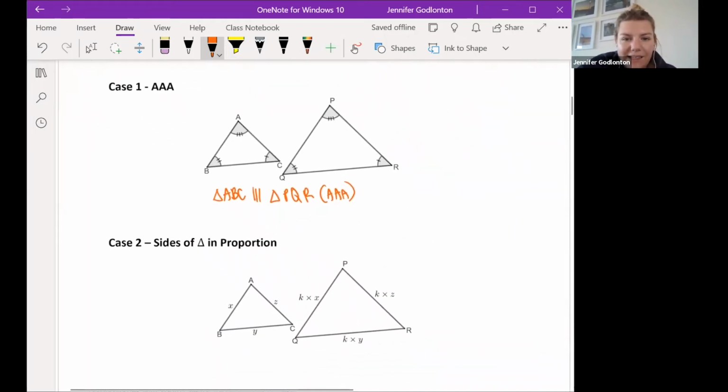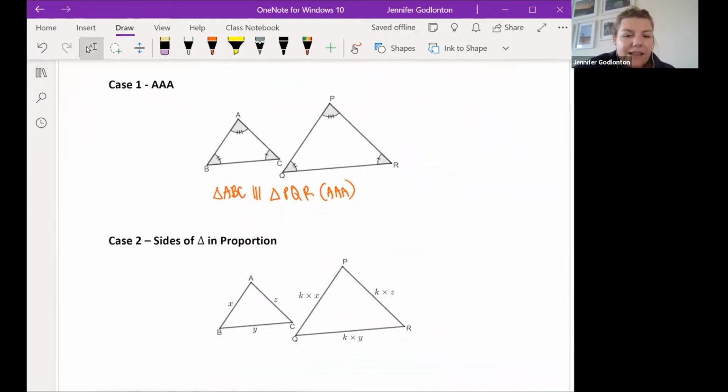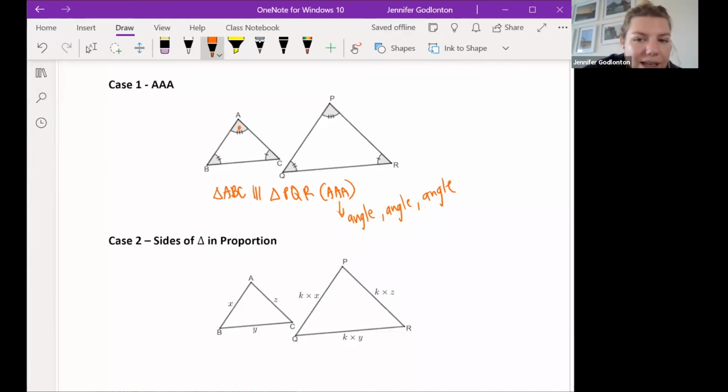Case of similarity number 2 is that the sides of the triangle are in proportion. Okay, so I know that this looks a little bit scary. What is AAA specifically? Those A's, each A stands for angle. So that's basically saying angle, angle, angle. They have got 3 angles that are the same as each other. So like this angle is the same as this angle, and this angle is the same as that angle.